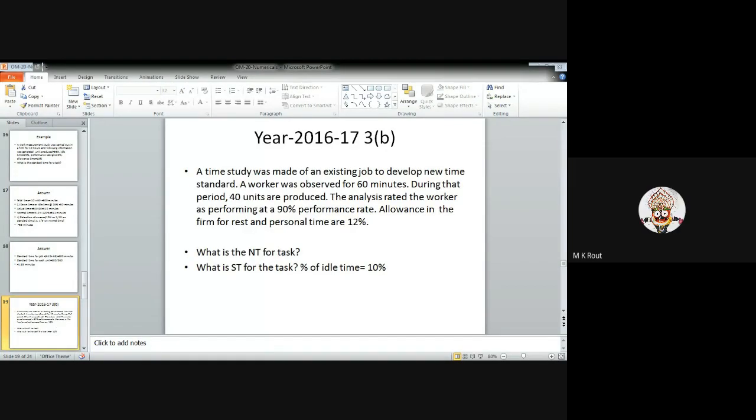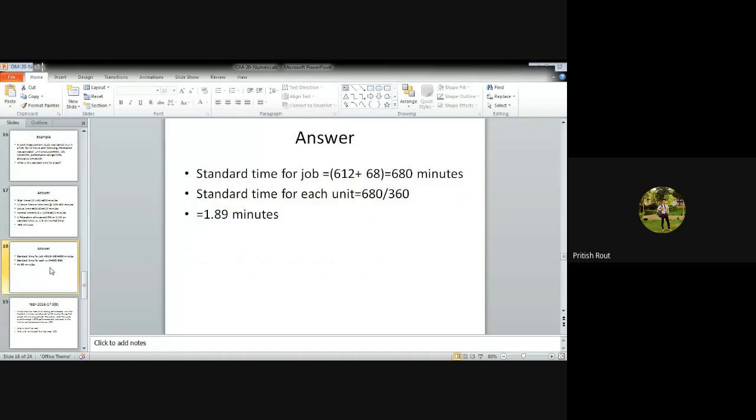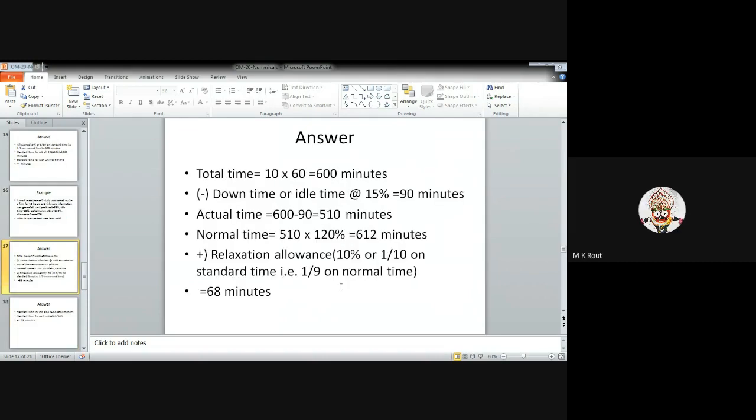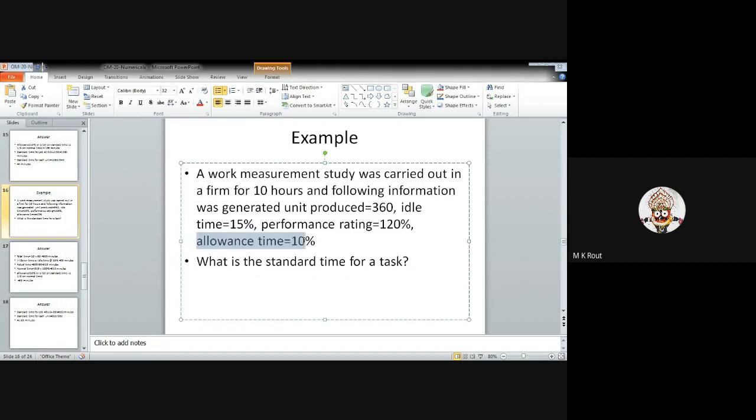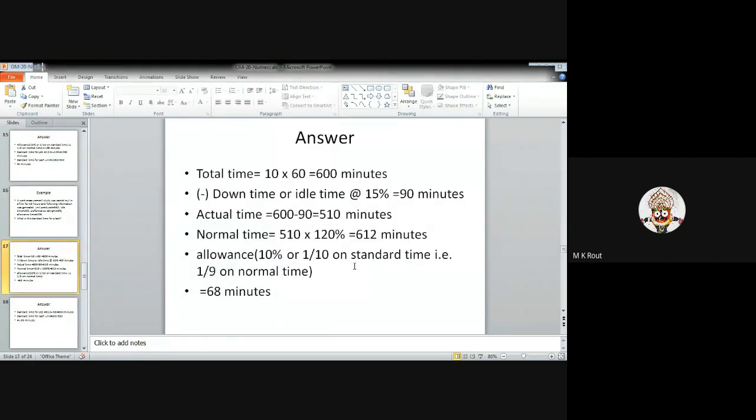Sir, can you repeat from the allowances of the job? Previous slide, sir. This one. Yes, sir. Can you explain it? Sir, it is miswritten. That is allowances, not relaxation allowances. Allowances is given as 10% in the problem statement. This one. Now it is clear. Okay, sir.